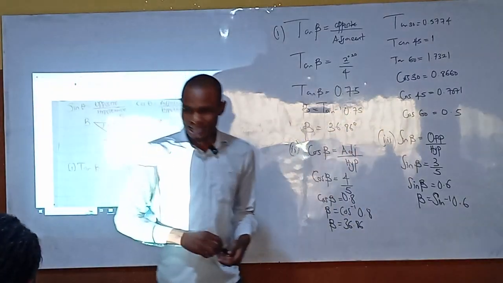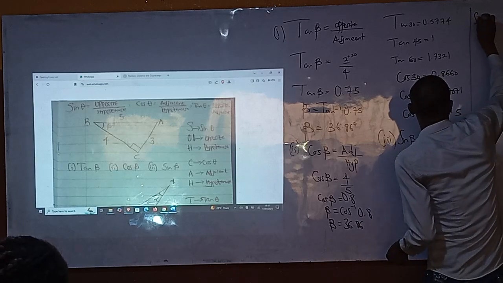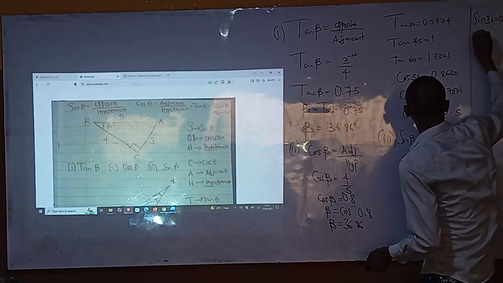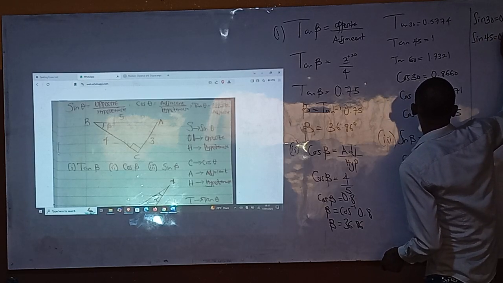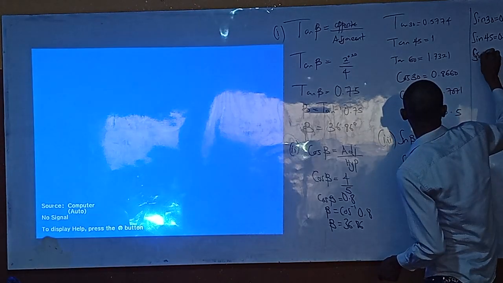Now, sine 30, what's sine 30? 0.5. What's sine 45? 0.7071. What's sine 60?